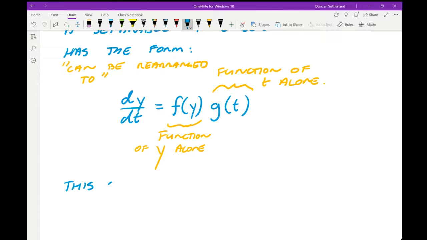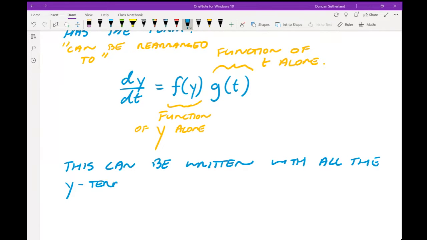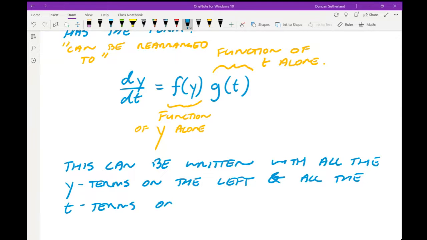This can be rearranged with all the y terms on the left and all the t terms on the right.